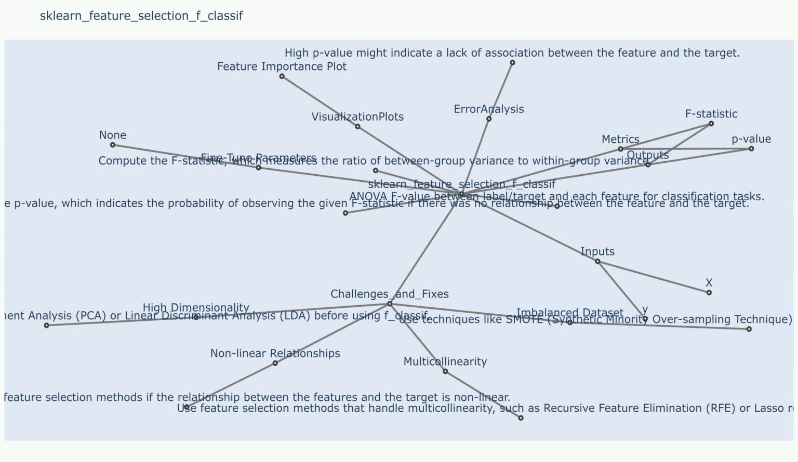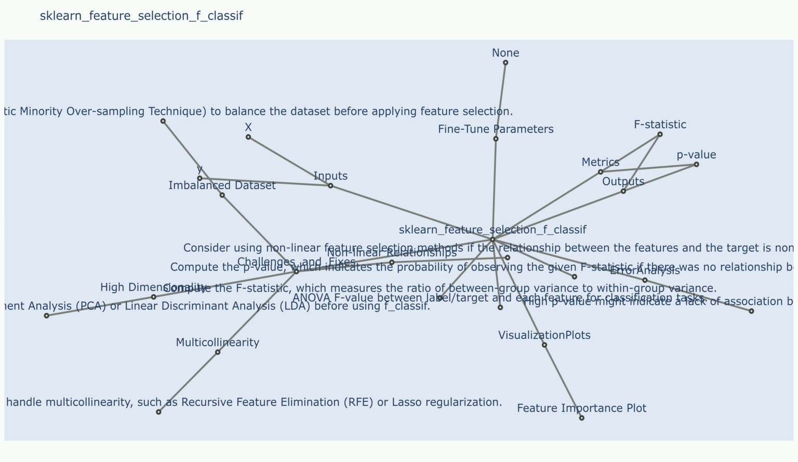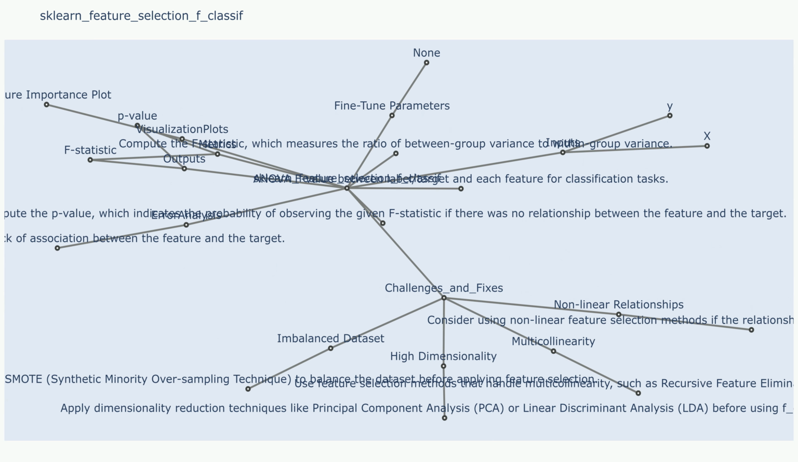Visualization plots: feature importance plot. The F values can be visualized as a bar chart, showing the importance of each feature in classifying the data. Fine-tune parameters: None. f_classif does not have any fine-tuning parameters. Uncertainty methods: None. f_classif does not offer uncertainty quantification methods.